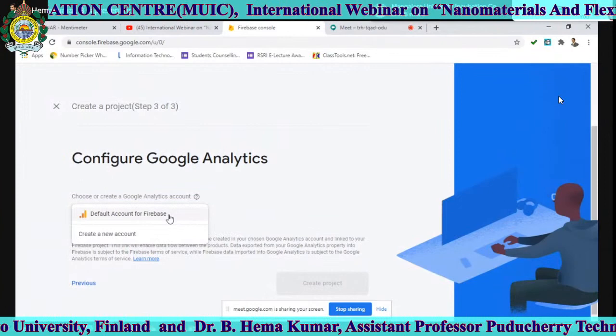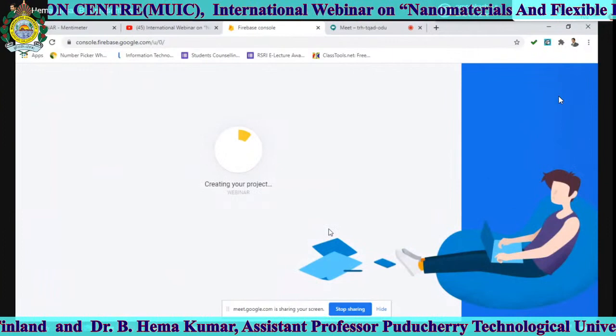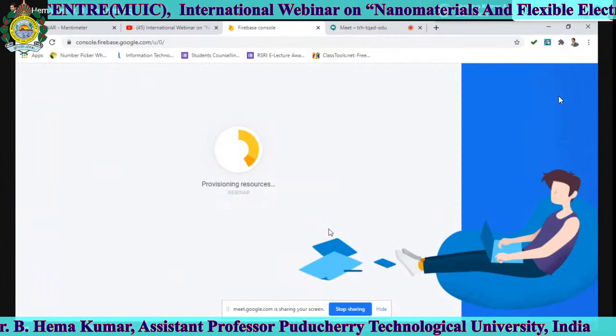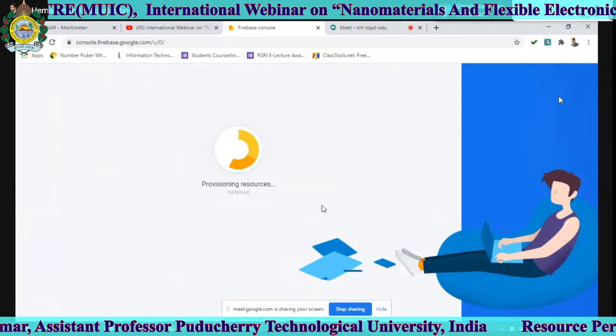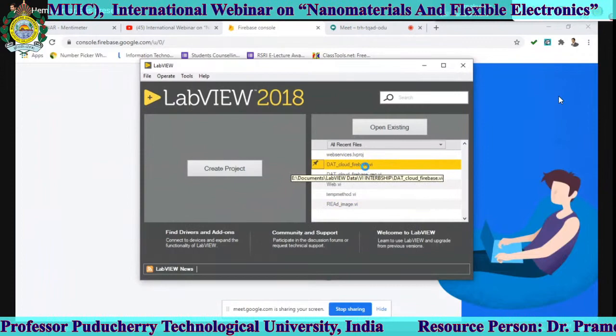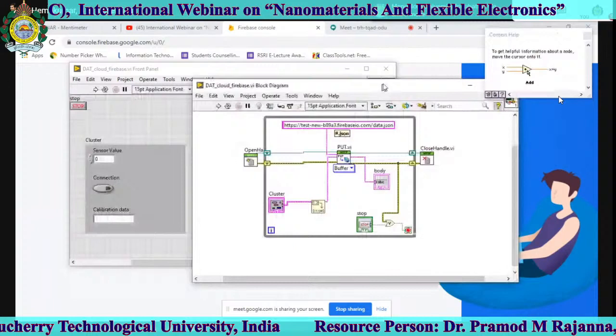Okay, so a project is getting created. It'll take a few seconds to create that particular thing. In the meantime, I'll just open up LabVIEW. So this is LabVIEW. Okay, I've already created it, but let me explain what are the things that are available.